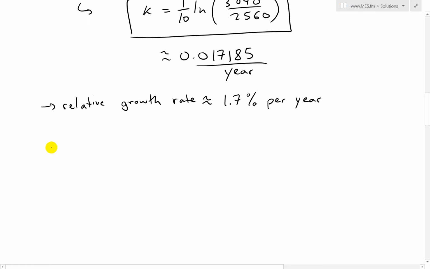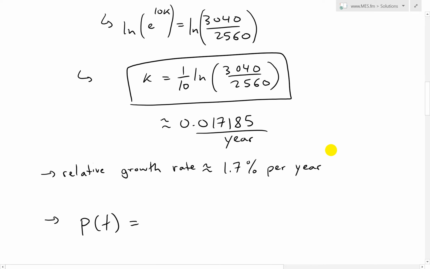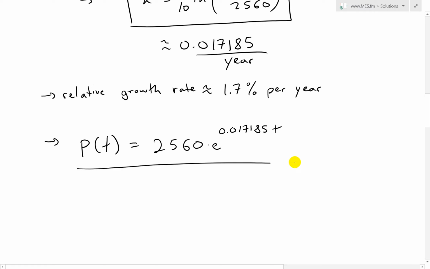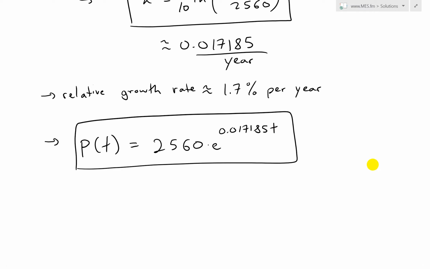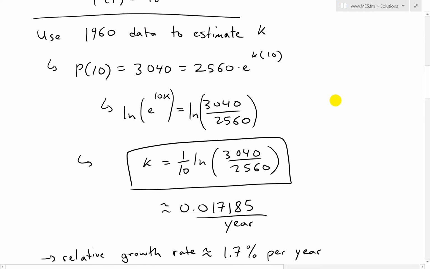And now if we put this all together, we have our model. P of t is equal to 2560, that's our initial P0, times e to the k, which now is 0.017185 t, like that, and that is our model. Now that we have the model, let's go back to the question, which says use the model to estimate the population in 1993 and the year 2000.